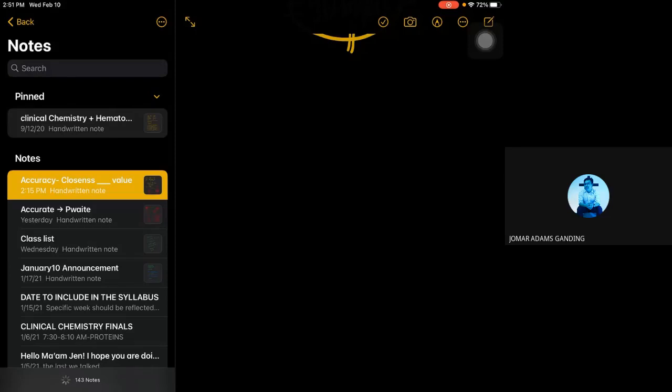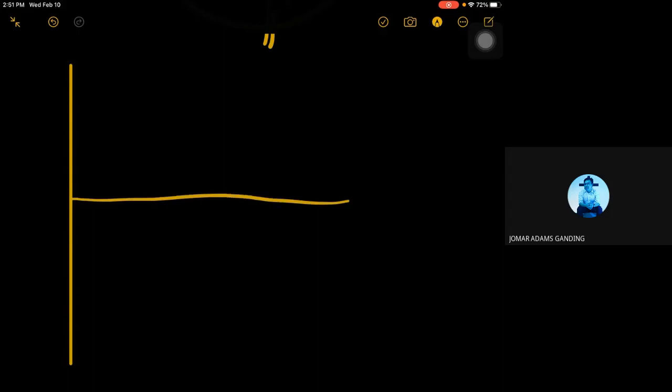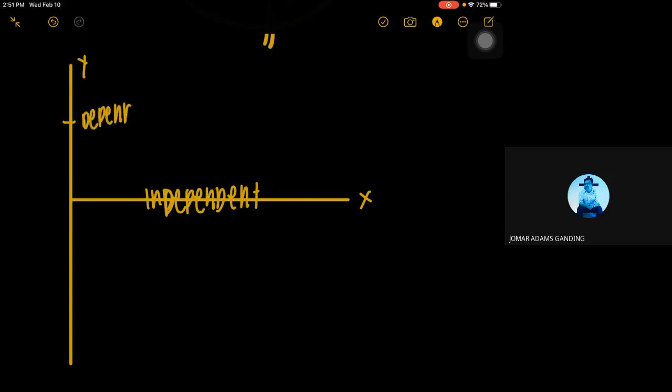So let's clear that out. In your x-axis, this is your x, this is your y. Your x-axis is where your independent variable is. Independent. And in your y-axis, here is the dependent. Dependent. Another question. Your x-axis is also known as your what?